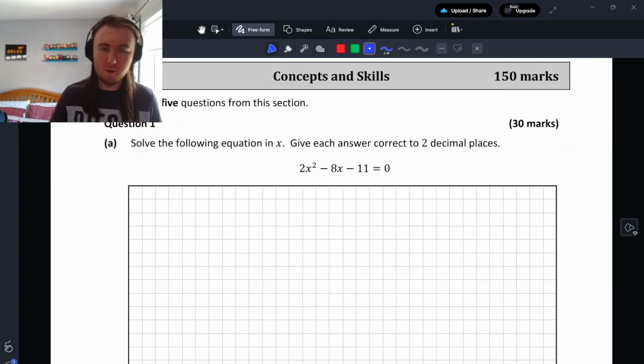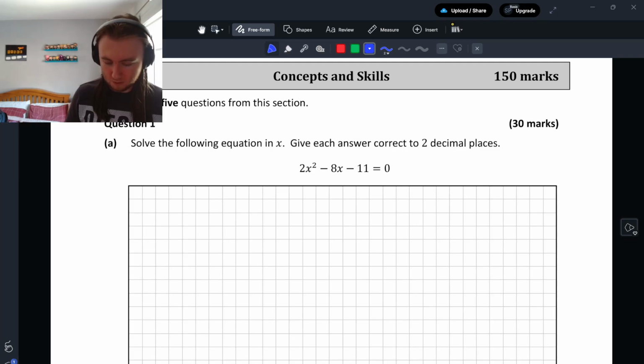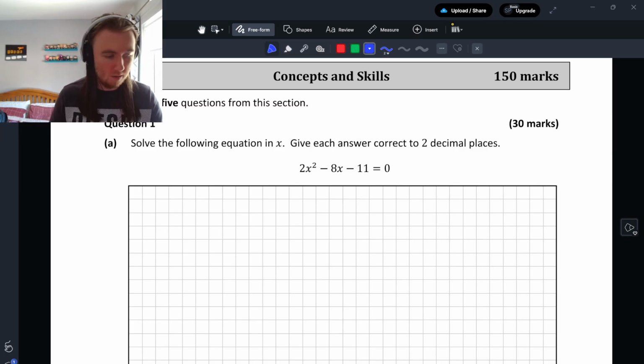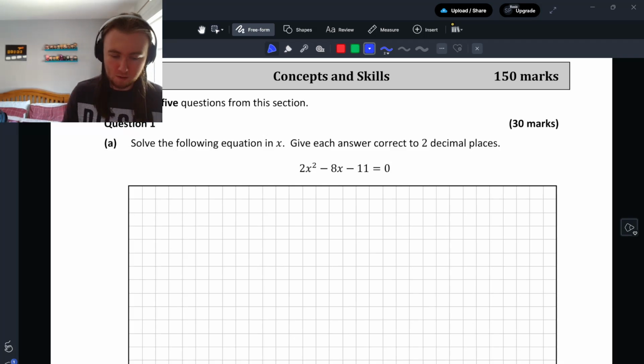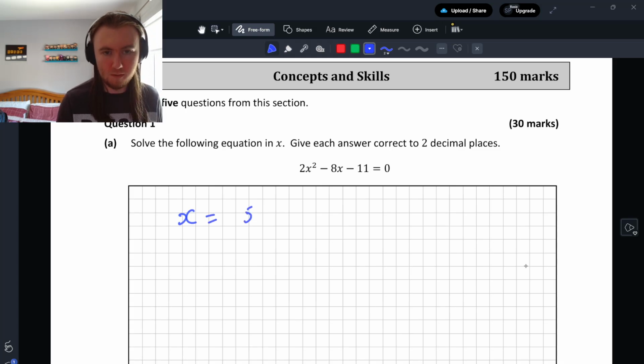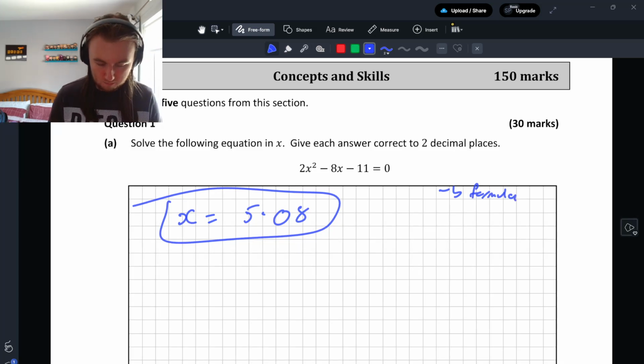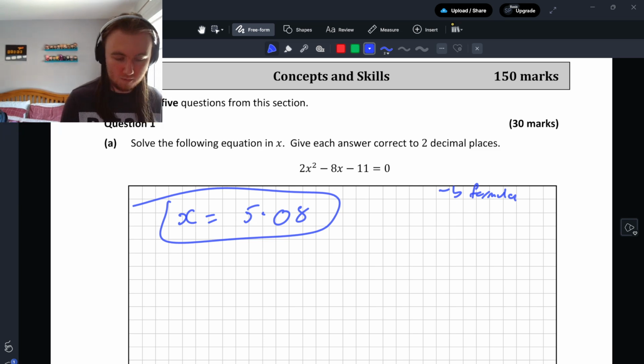Okay, solve the following equation in x, giving your answer correct to 2 decimal places. So, with me speedrunning, I'm just going to put in the usual minus b formula: negative b plus or minus the square root of b squared minus 4ac, over 2a. Yep, so one value to 2 decimal places is 5.08. Actually, I'll just make note that this is using the minus b formula. And the second one, minus 1.08.